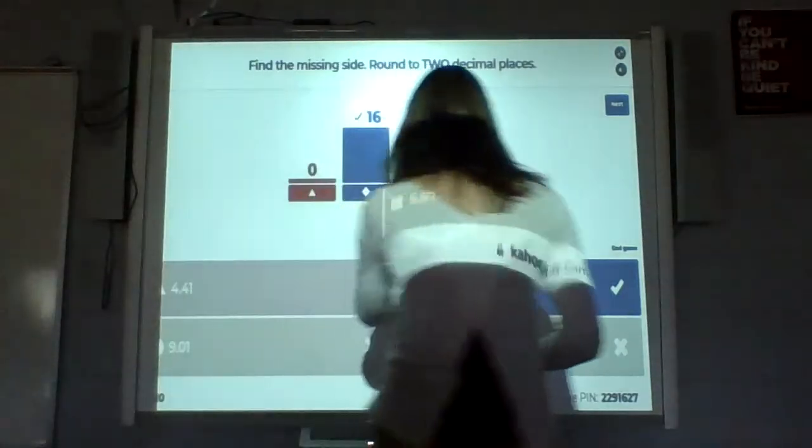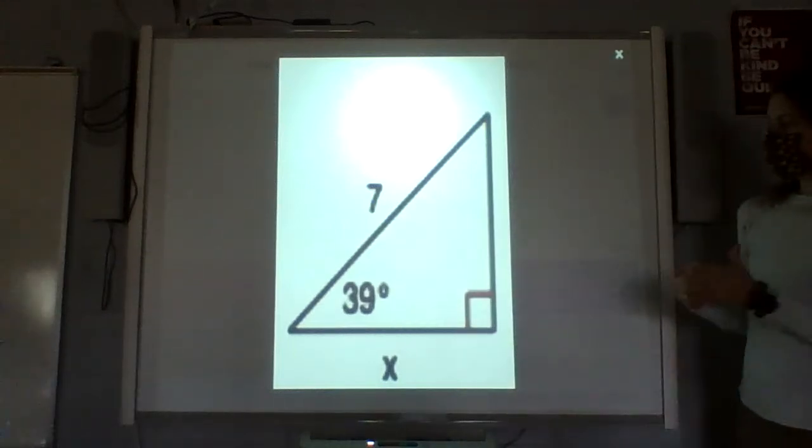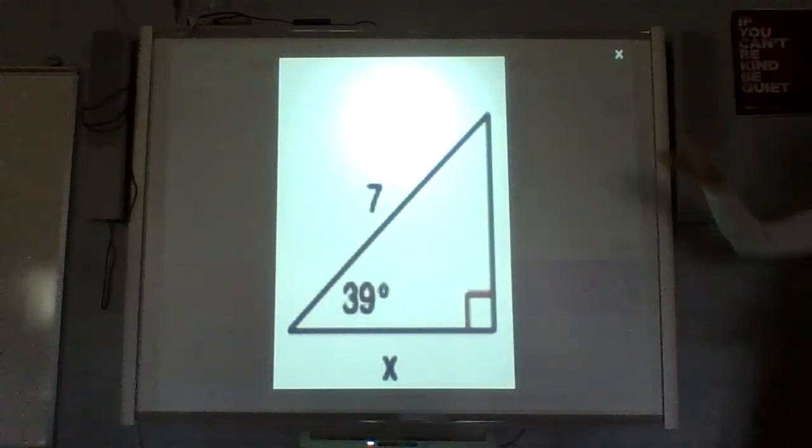Okay guys, so this one becomes cosine because it's adjacent over hypotenuse. So you're using the cosine of 39 as x over 7.